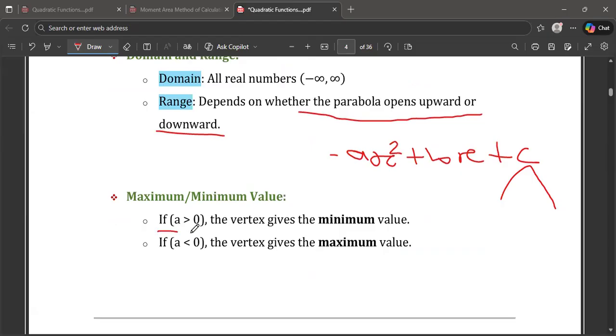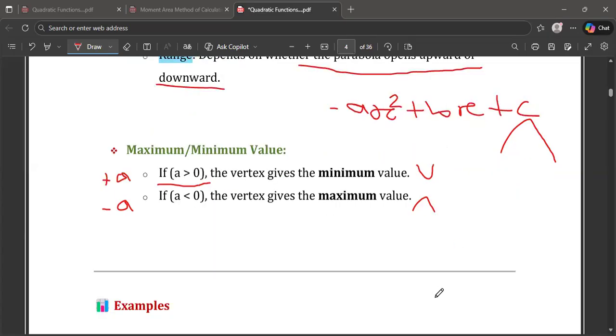If a is greater than 0, it implies that it is a minimum value. If a is greater than 0, it means that a is positive. And if a is less than 0, it means that a is negative. So a being negative, that's why they are saying it's going to be maximum, and this one is going to be minimum.